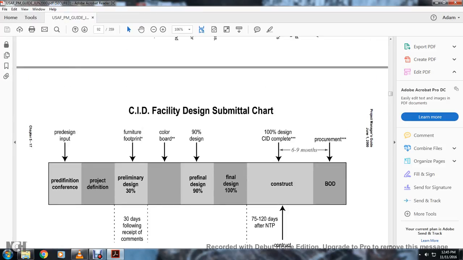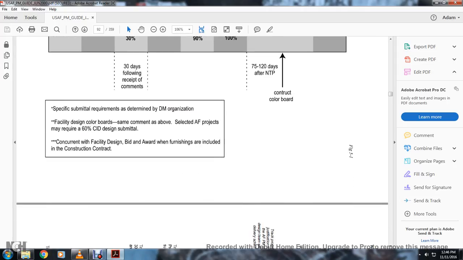This is the comprehensive interior design facility design submittal chart. The pre-design input goes with the pre-definition and project definition, the full future furniture footprint with preliminary design 30 days following the receipt of the comments, and then the color board, and then the 90% pre-final design, and final design, 100% within 75 to 120 days after the NTP. At 100% of the design, the comprehensive interior design is complete, with 6 to 9 months for procurement and the BOD.